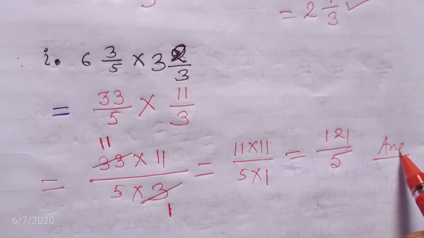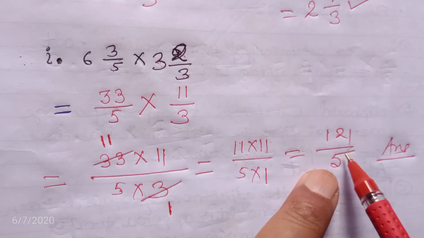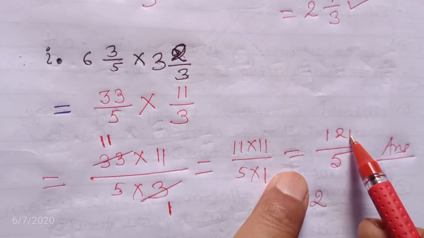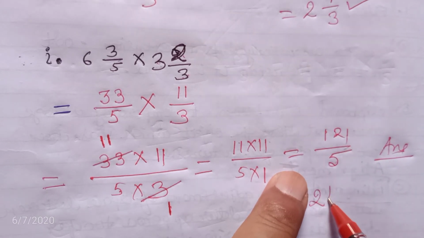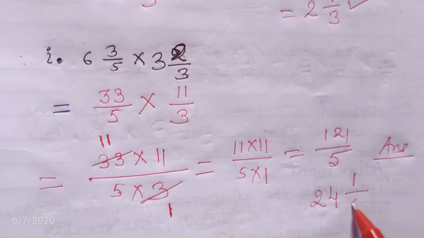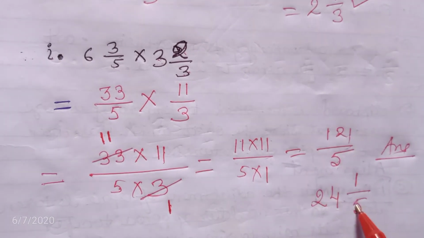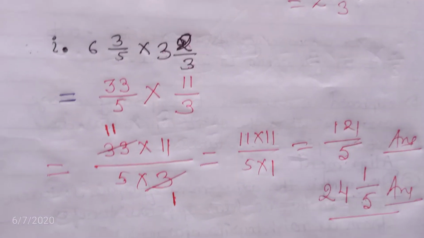You can write this answer also, or you can convert it: divide 121 by 5. 5 2s are 10, 2, carry 1, 21. 5 4s are 20, means 24 whole, 1 will be the remainder by 5. 24 5s are 120 plus 1, 121 by 5. So this can be the answer in mixed fraction.